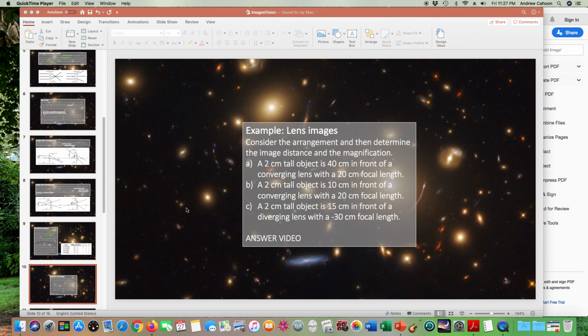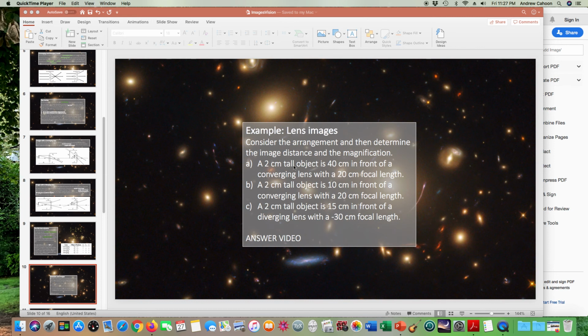Alright, so we're going to solve some lens problems using the thin lens equation. This example has three different parts. The first one is a converging lens, the second one is a converging lens, and the third one is a diverging lens. In each case there's a 2 centimeter object, and it's placed either in front of the focal point or behind the focal point.